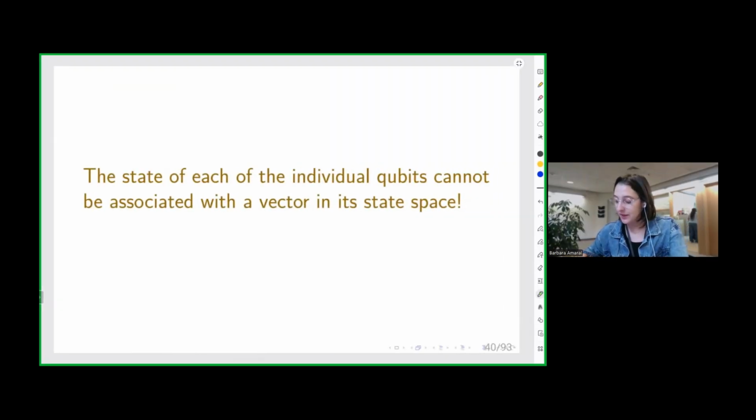So the state of each of the individual qubits cannot be associated with a vector in its state space. So this is one of the reasons why we will have to change our definition of state, which we'll do sometime next week or the other. Okay. So this notion of state that we are using here is going to change. It's the first notion, then we're going to generalize it, because there are situations in which we cannot describe our quantum system using this kind of mathematical object. Okay?